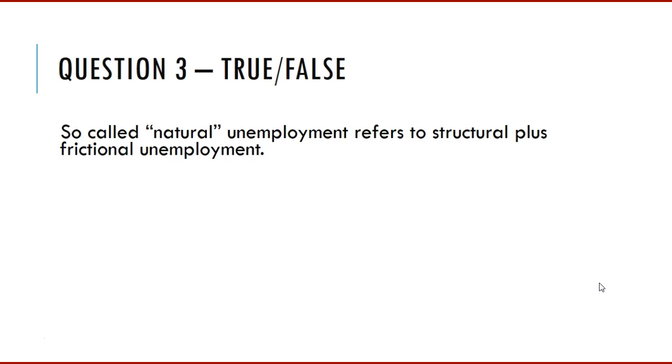Question 3. True or false? So-called natural unemployment refers to structural plus frictional unemployment. Well, what are the different types of unemployment we can identify? There's cyclical unemployment, sometimes called Keynesian unemployment, and this is unemployment caused by insufficient expenditure in the economy.